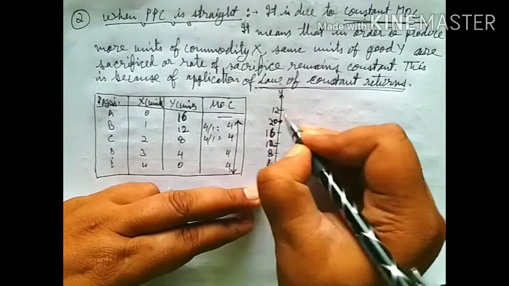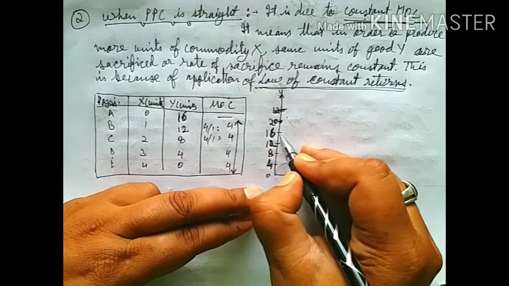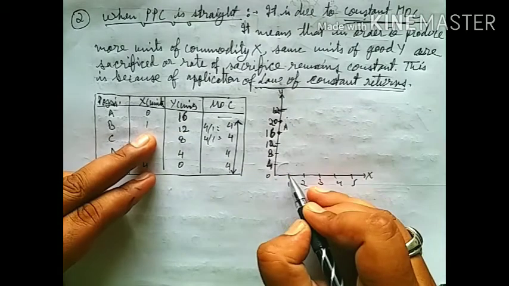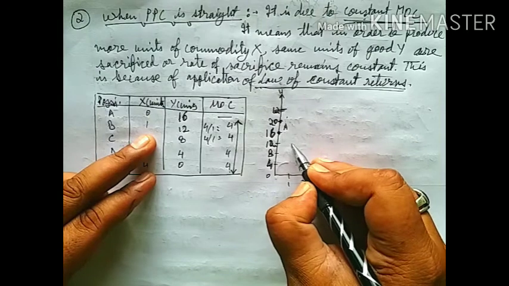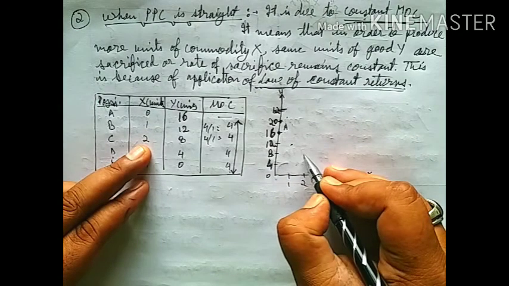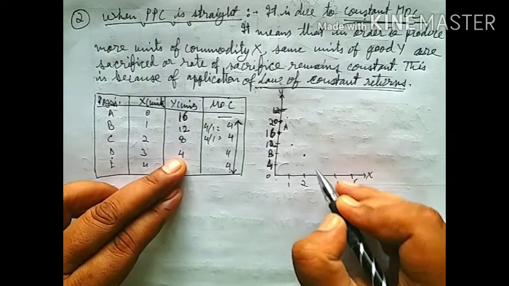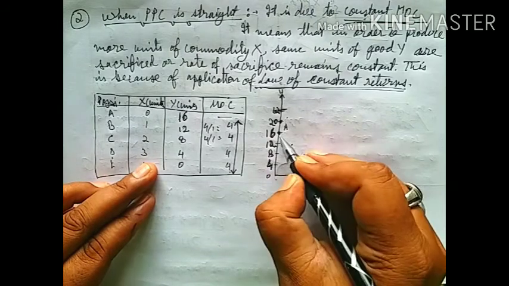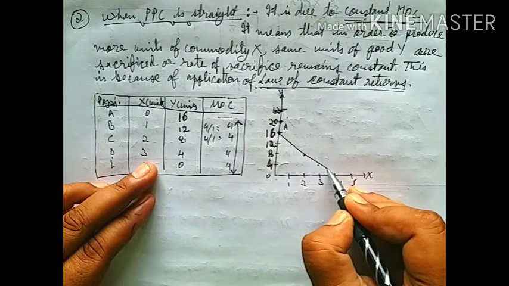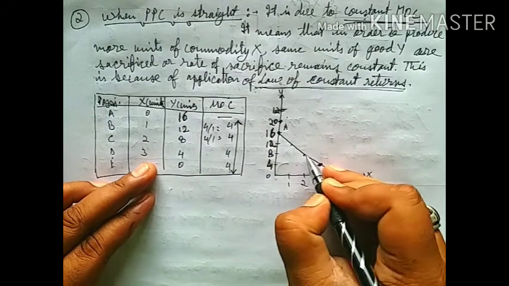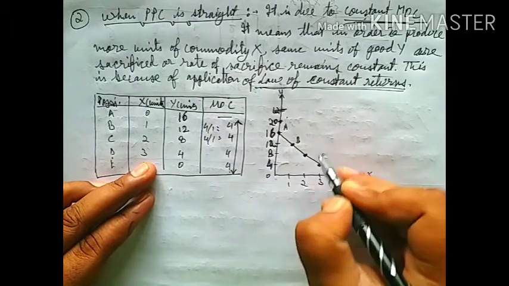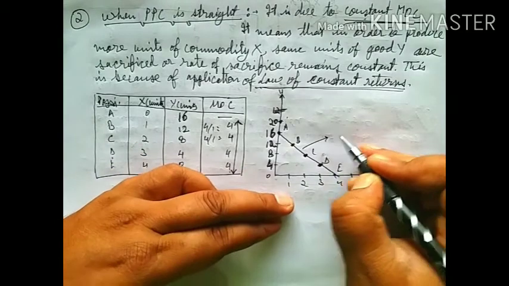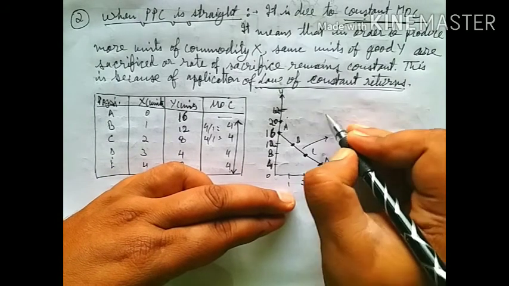Yes, this will be the 20 and 16, 8, 0 for 16, 1 for 12, and 8 for 2 and 4 for 3. So in this way we will get a straight line: A, B, C, D and E. This is the shape of PPC here, straight.